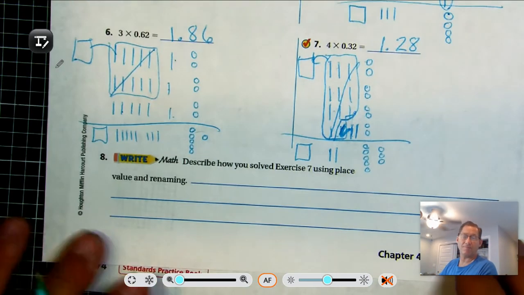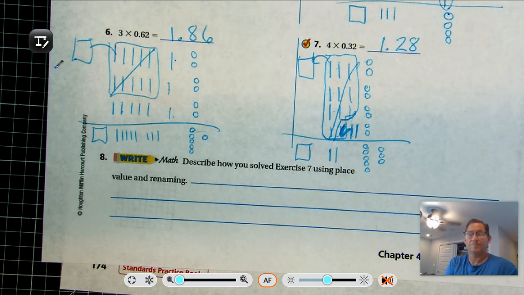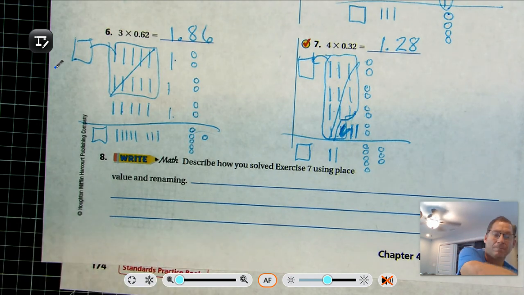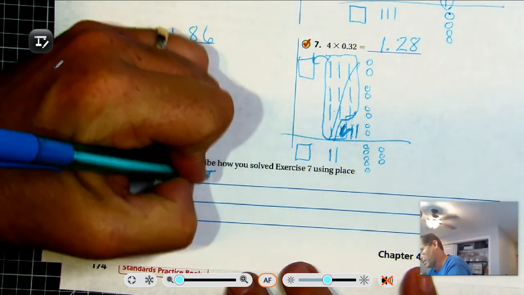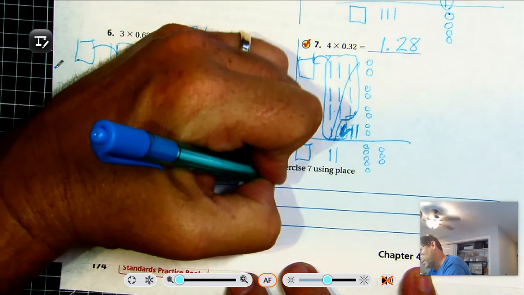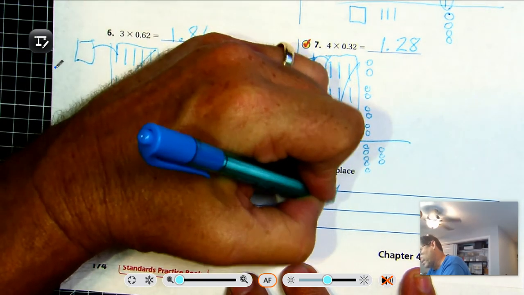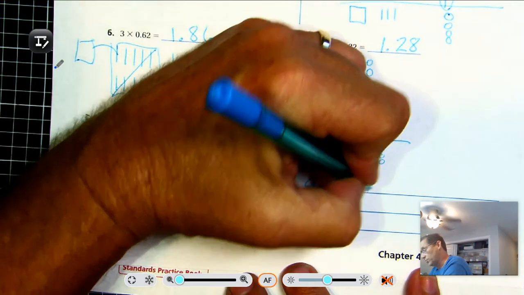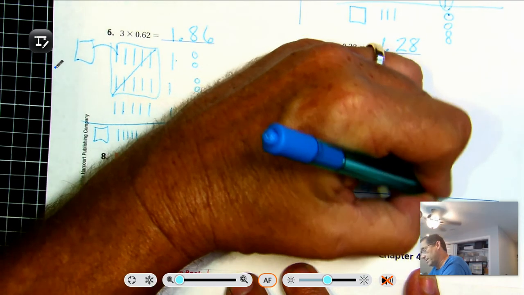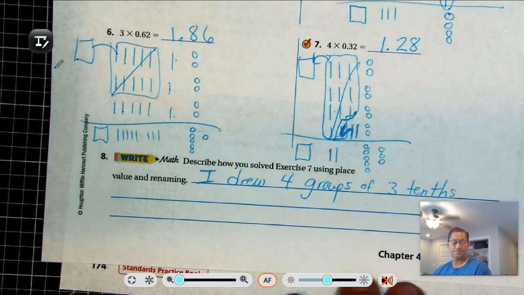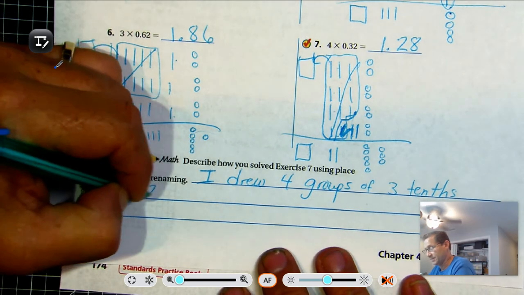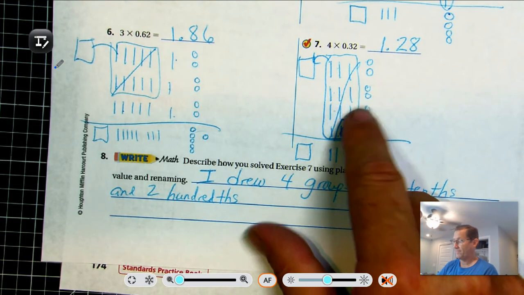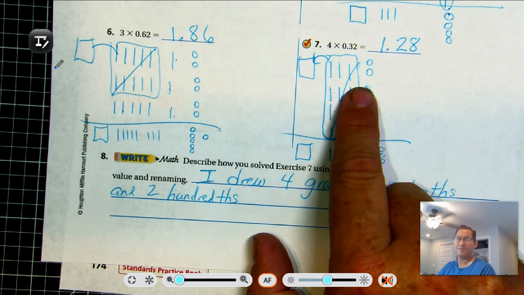All right, so number 7. No, I mean number 8. Sorry. Describe how you solved number 7 using place value and renaming. Okay. Well, what'd we do? I drew 4 groups, right? What were in each of the groups? There was 4 groups of 3 tenths and 2 hundredths. 1, 2, 3, 4 groups, and in each group there was 3 tenths and 2 hundredths.